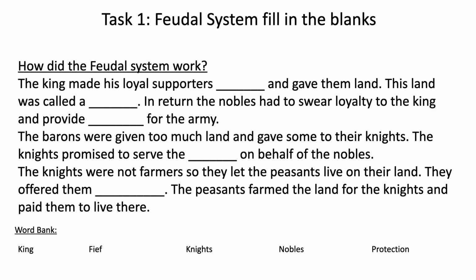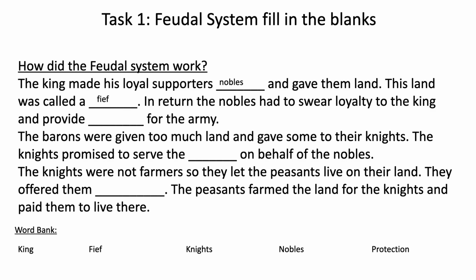Okay, so hopefully we've managed to fill in this paragraph. So I'm going to run through it now. How did the feudal system work? The king made his loyal supporters, and for this one we should have nobles. So the king made his loyal supporters nobles and gave them land. This land was called a fief.